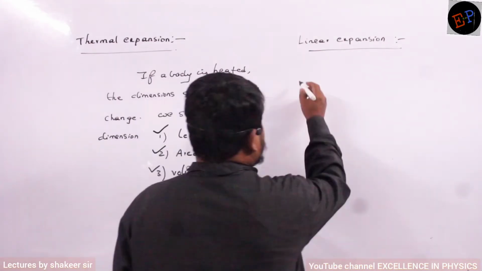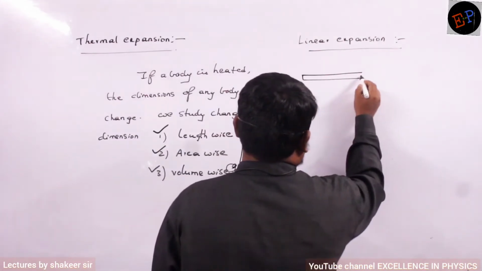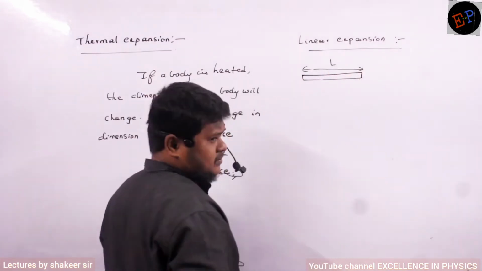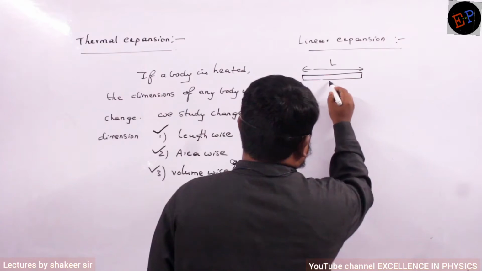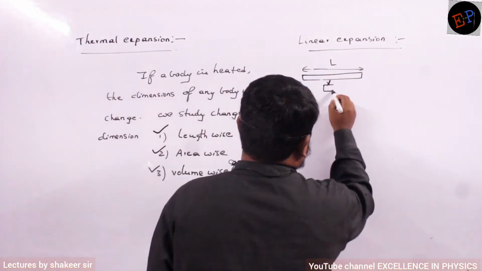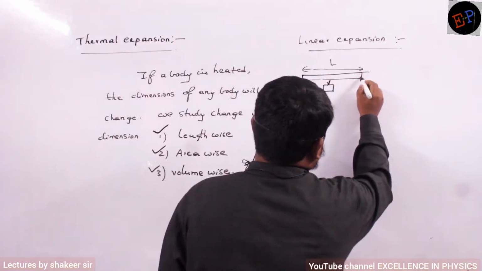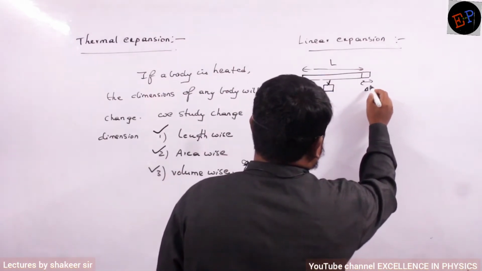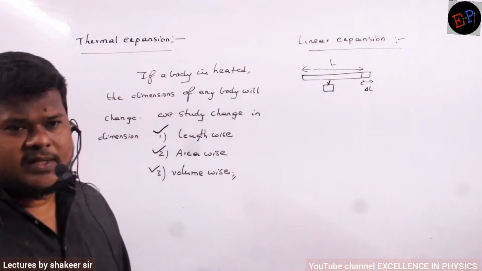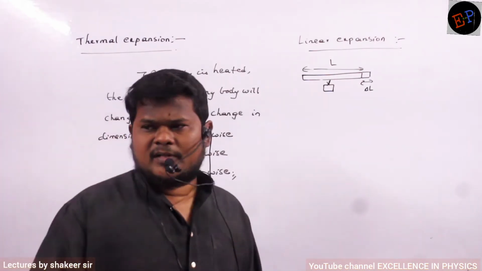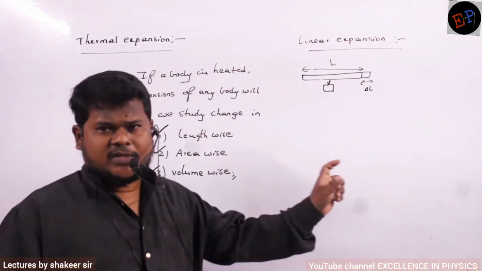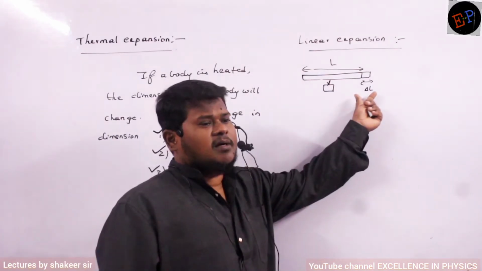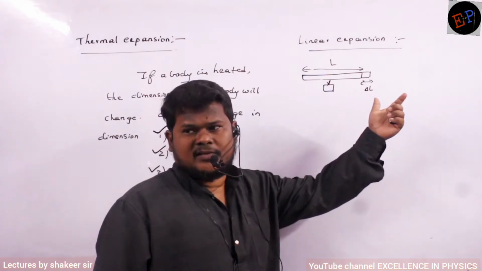Okay? So now, for example, if I take a scale, this is the initial length of the scale. Original length of the scale is L. If I start heating this scale, then after some time I will observe that the length of the scale has increased by this much amount, and this is called delta L. If you heat any body, its length will rise. So lengthwise expansion we are studying first. Original length is L, change in length is delta L. So delta L is the increase in length.